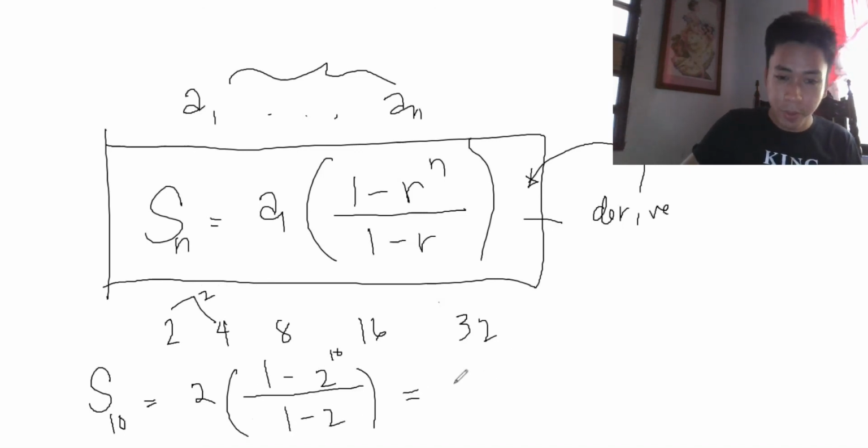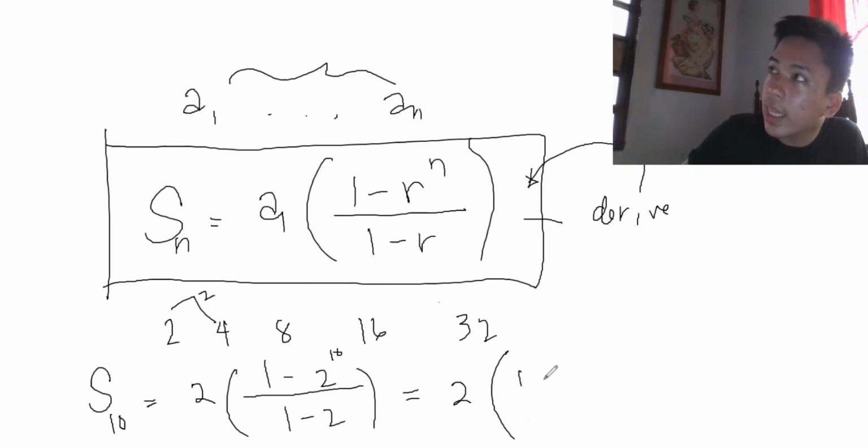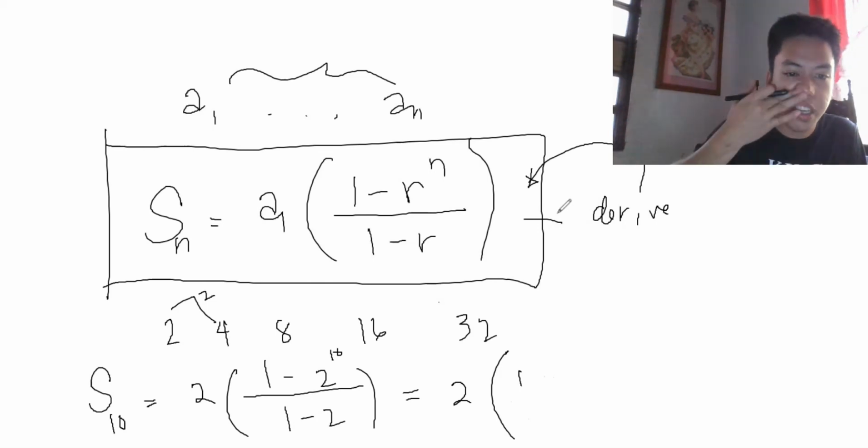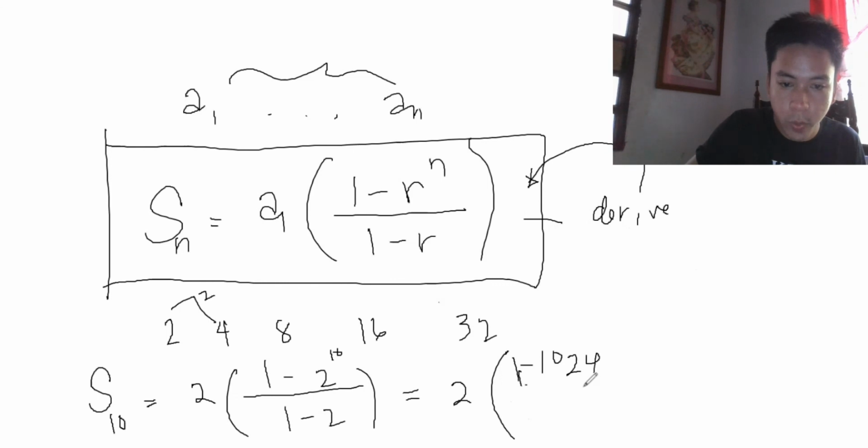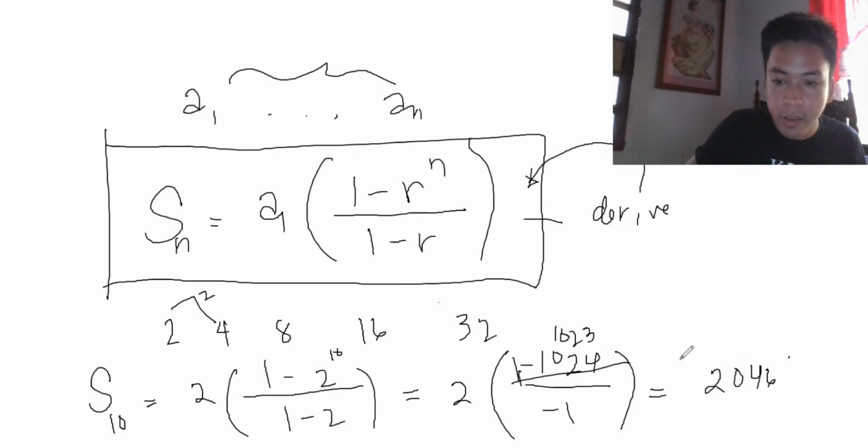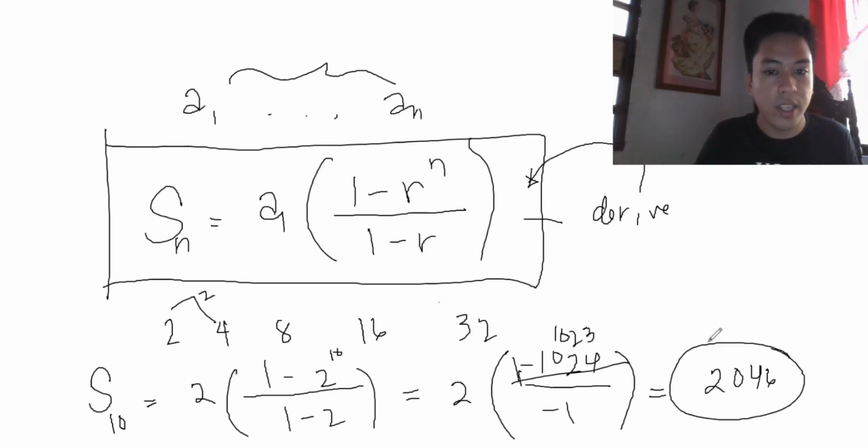Basically this is 2 times 1 minus 2 to the 10. 2 to the 5 is 32, so that's 32 times 32. I think I'm correct. So 1 minus 1024 over negative 1. So this is 1023. These are both negative, so this becomes positive, so that is 2046. So this is the sum of the first 10 terms of the geometric sequence.